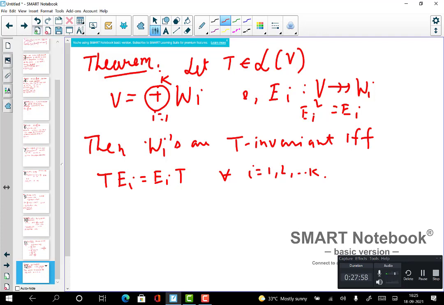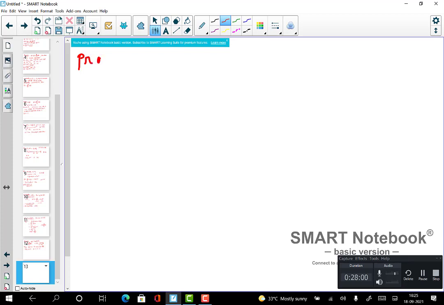So proof. How to prove it? We need to prove both sides. First we will assume that T commutes with all those things, and then what happens? Then T is invariant. So let T of Ei equal Ei of T for all i equal to 1 to k. T commutes with all those Ei, I am assuming. And then I need to prove that the Wj's are invariant under T.